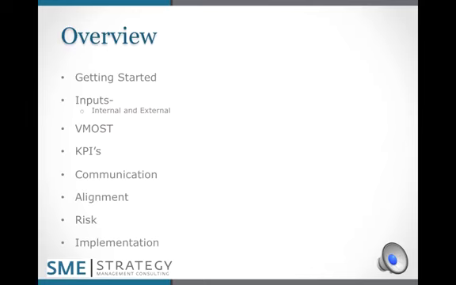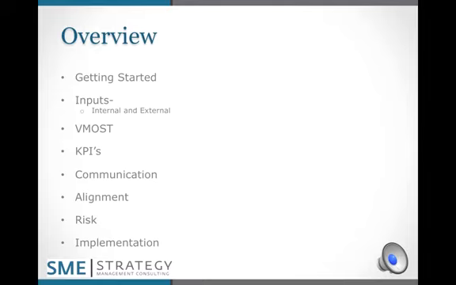So, as an overview, let's talk about getting started, some of the things that you need to do to ensure an effective strategic planning process and an effective strategic planning session with your team, the inputs that go into creating your strategic plan. We have VMOS, which is an acronym for vision, mission, objectives, strategies, and tactics. It's a methodology that we use on how to create a strategy for a team. KPIs, key performance indicators. How are you going to measure and track your success?